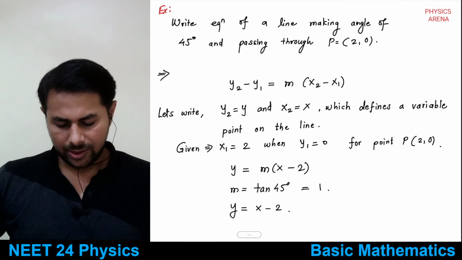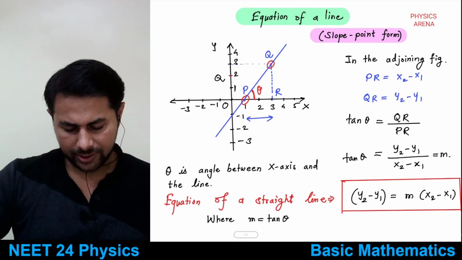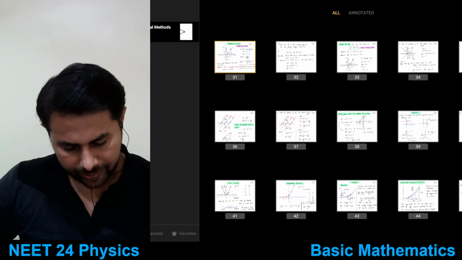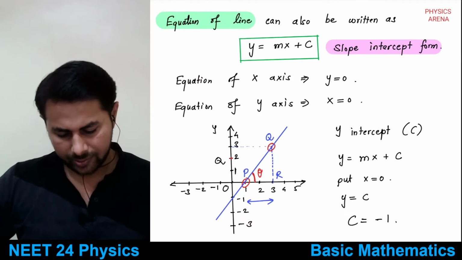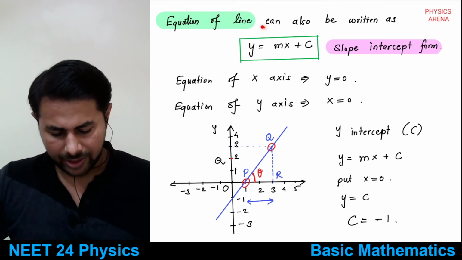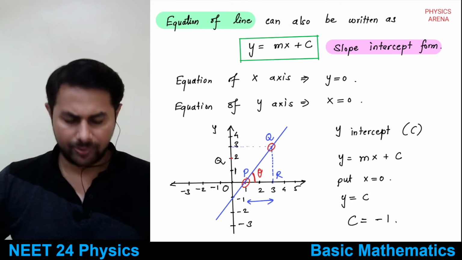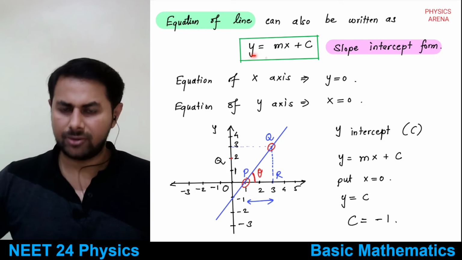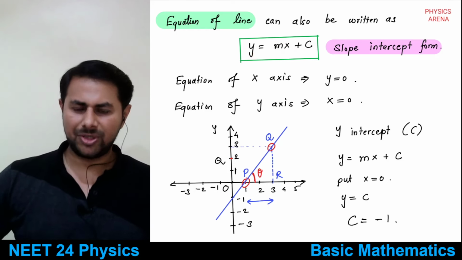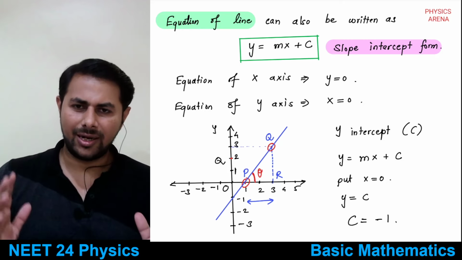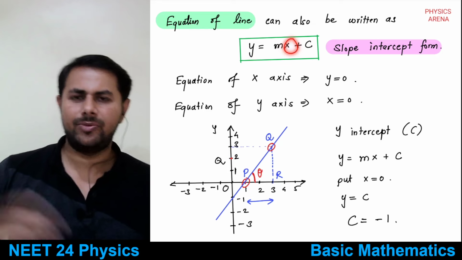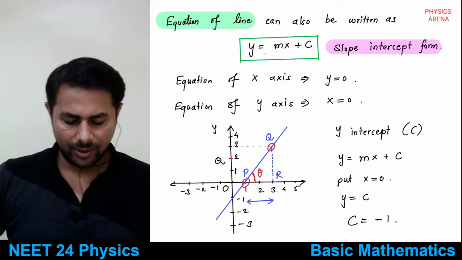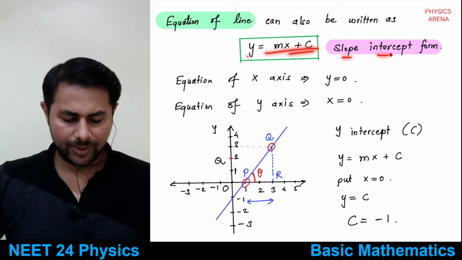The second thing is the slope intercept form. So the equation of a line can also be written like this. It's nothing different, it comes from that equation only. This equation is y is equal to mx plus c. So what's the equation of a line? It is the relation between the y coordinate and the x coordinate. Given the x coordinate, you should be able to find the y coordinate. Given the y coordinate, you should be able to find the x coordinate. So y is equal to mx plus c. This is called the slope intercept form.